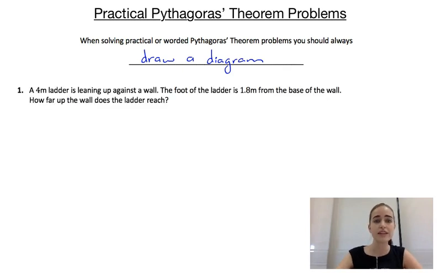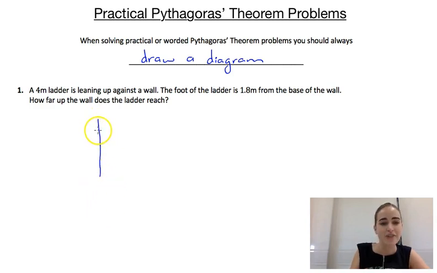So our first question says that a 4-meter ladder is leaning up against a wall. The foot of the ladder is 1.8 meters out from the base of the wall, and we're asked to figure out how far up the wall the ladder reaches. So if we're drawing a diagram, we've got a wall here, and we're imagining that's a perfectly straight line. And we've got a ladder leaning up against the wall. So that's going to make a right angle.